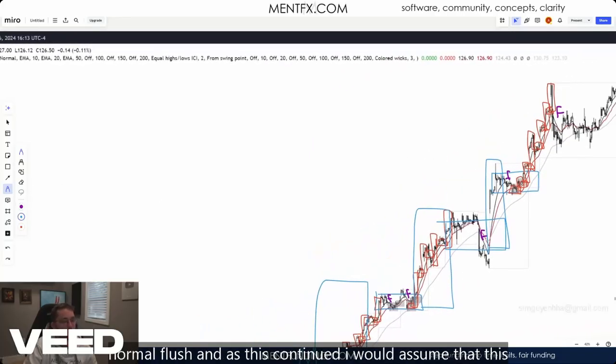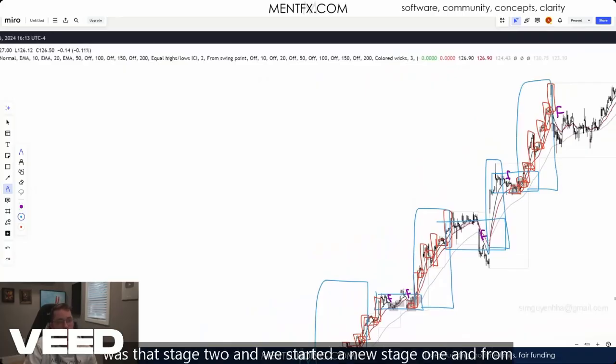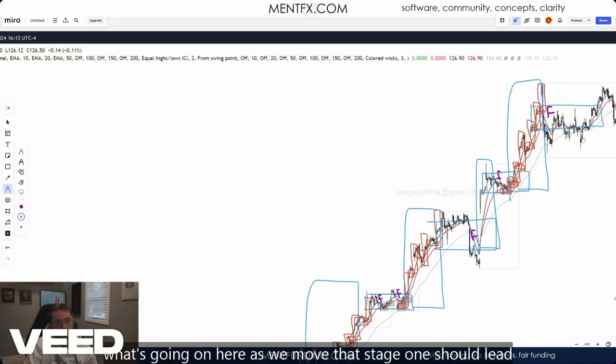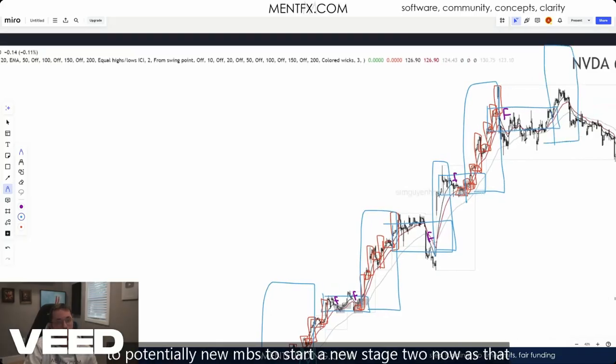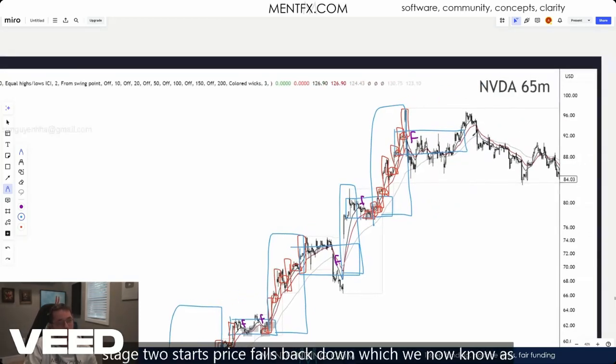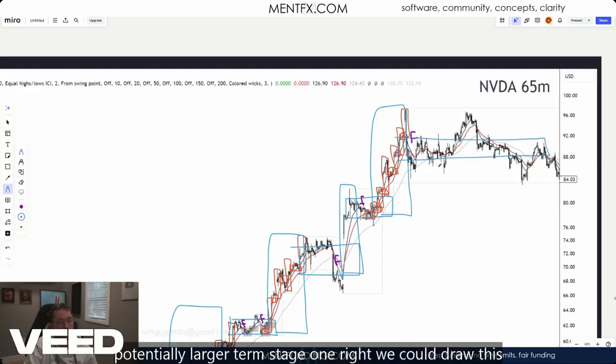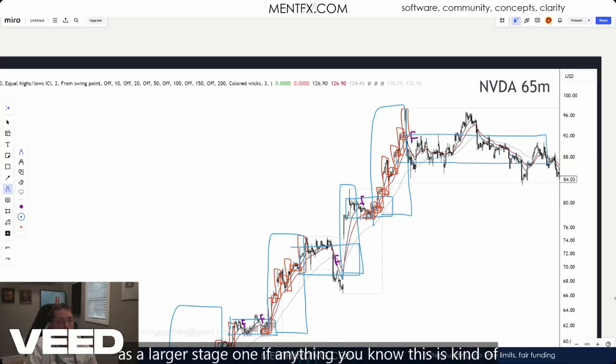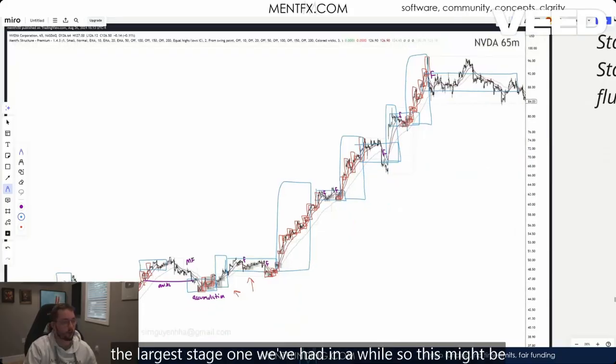And as this continued, I would assume that this was that stage 2, and we've started a new stage 1. And from there, as we all should know, that stage 1 should lead to potentially new MBs to start a new stage 2. Now, as that stage 2 starts, price fails back down, which we now know as potentially a larger term stage 1, right? We could draw this as a larger stage 1. If anything, this is kind of the largest stage 1 we've had in a while.